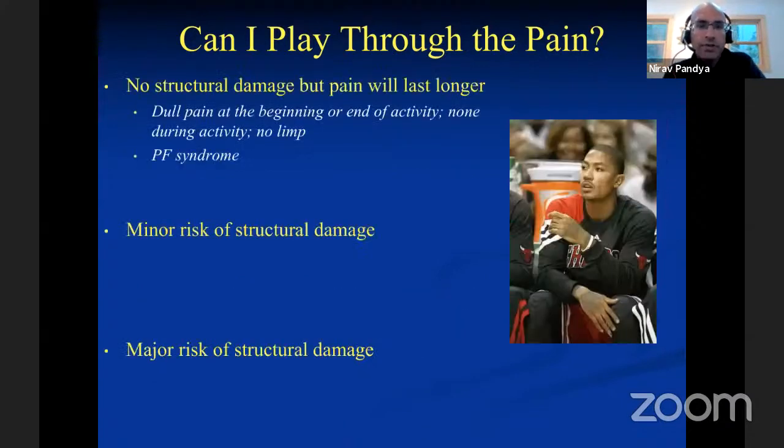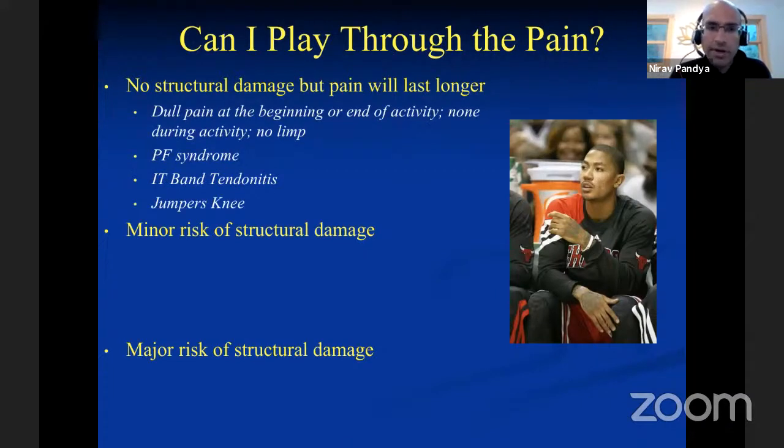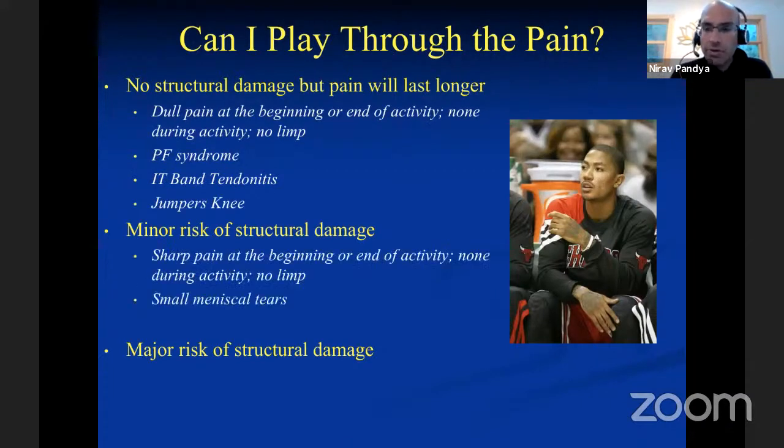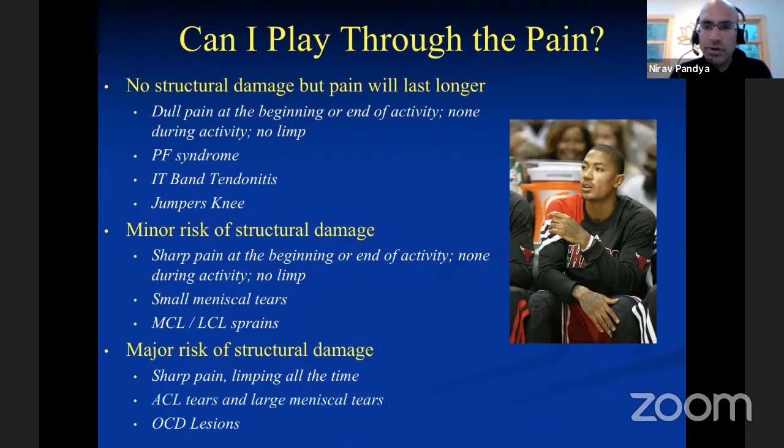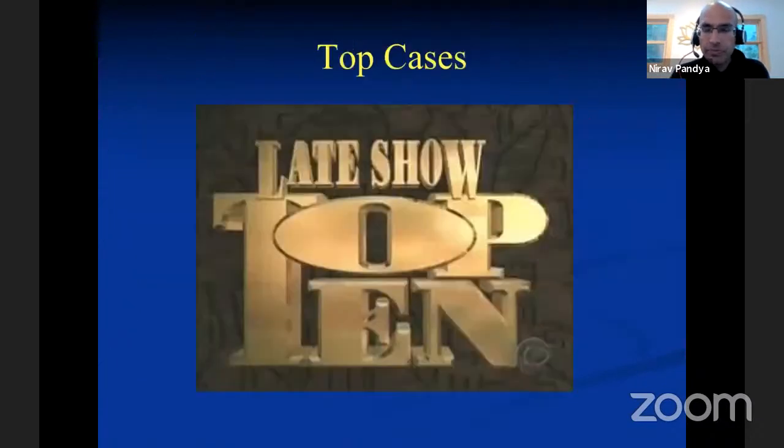So in this first group, that's typically patients who have dull pain at the beginning or end of activity and none during activity. This is typically patellofemoral syndrome, IT band issues, or patellar tendonitis. Injuries that have a minor risk of structural damage if you continue playing, these are small meniscal tears or MCL, LCL sprains. And the major risk of structural damage kids, these are very easy to identify. These are your large surgical injuries that you don't want individuals playing on.